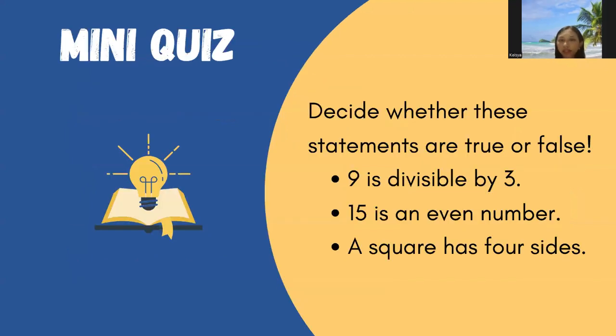Next, a mini quiz for you. Decide whether these statements are true or false. For number 1, 9 is divisible by 3. It is a true statement. Number 2, 5 is an even number. It is a false statement. And the last one, a square has 4 sides. It is a true statement.